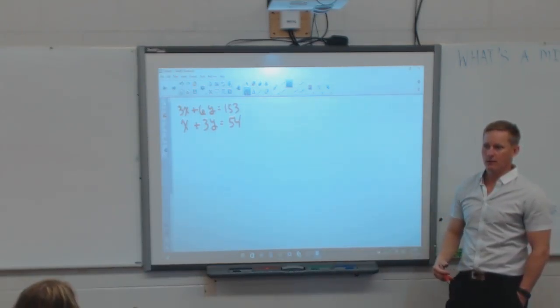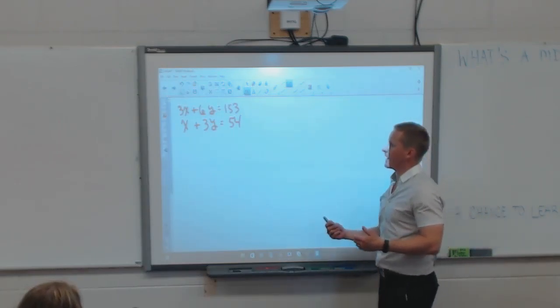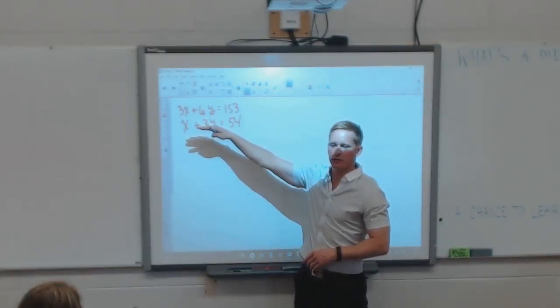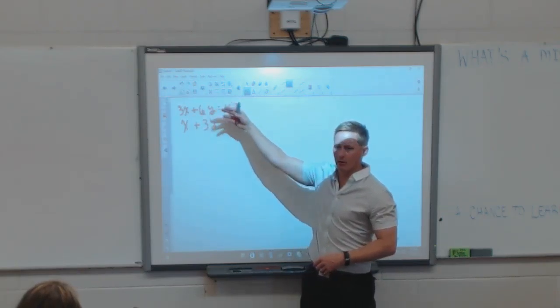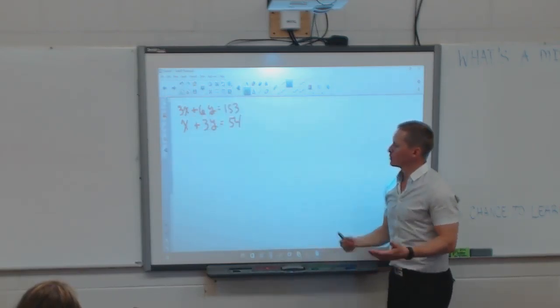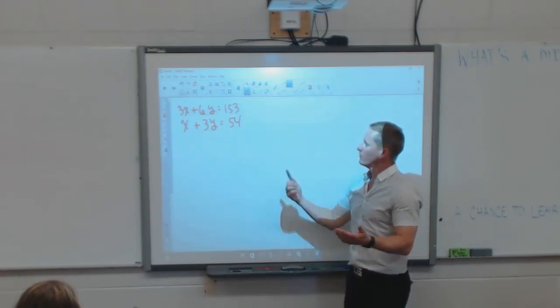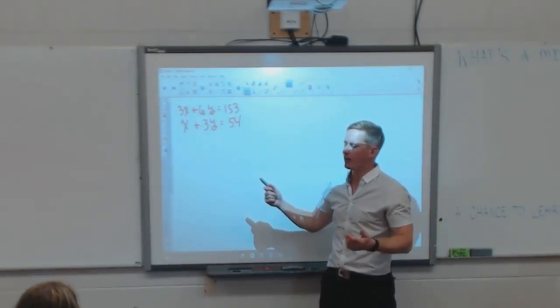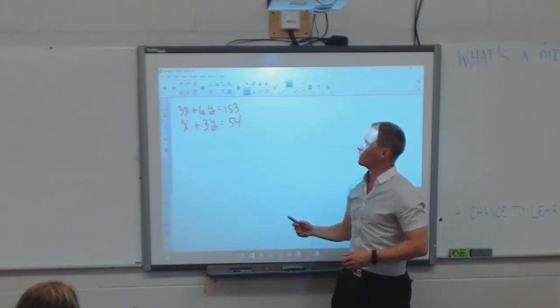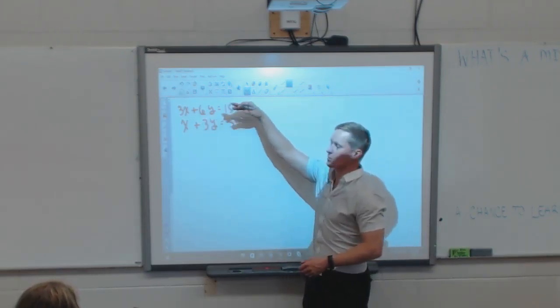So I want to add these two together so that I can eliminate one of the variables. Okay? Now the way I do that is I multiply one of the equations so that it's the exact opposite of the variable above it. Okay? So what do I want to multiply? Which one's the easier one to multiply? The second one probably, right? What would I multiply the second one by in order to get rid of either the x or the y?